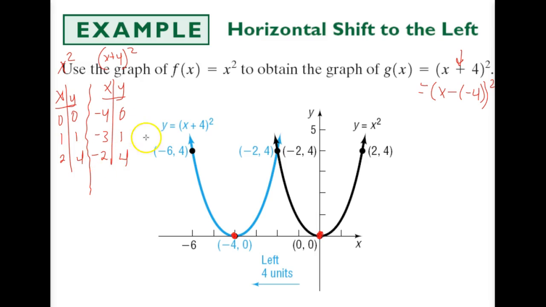Okay? And so you can see here on the blue graph, we have the point (-2, 4) there. We have the point (-4, 0). And of course, if we would have done another point here, then we would have got this particular point as well.